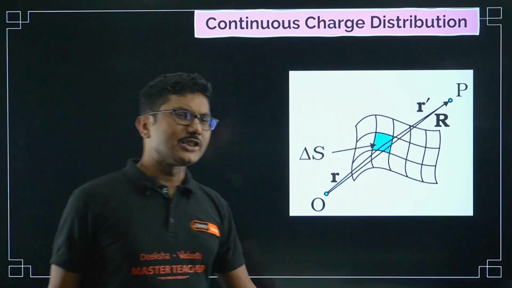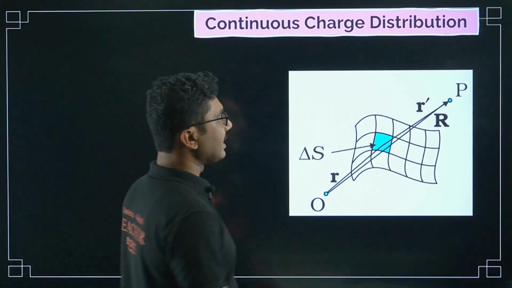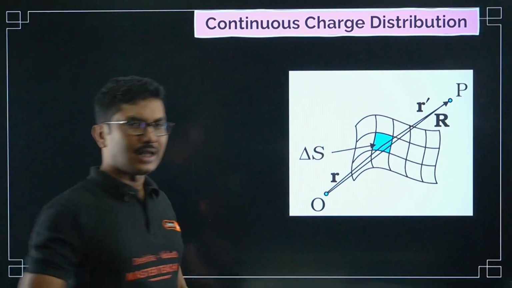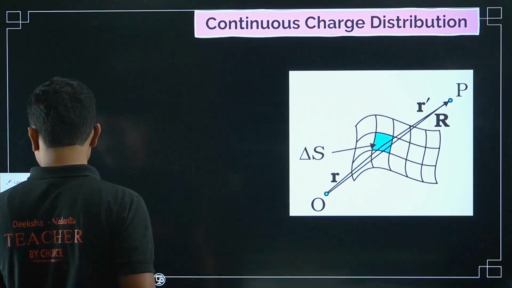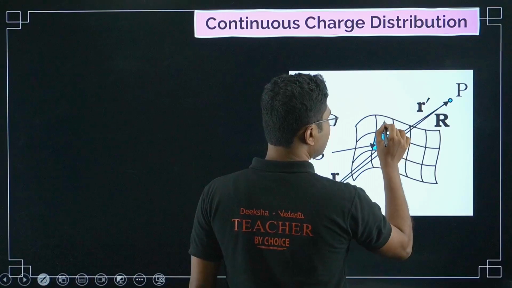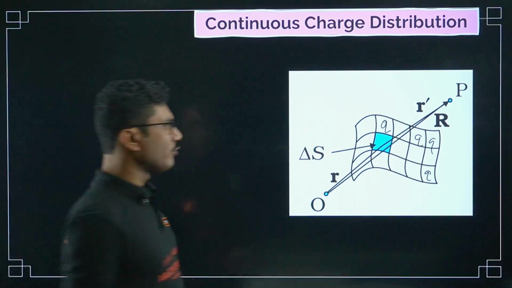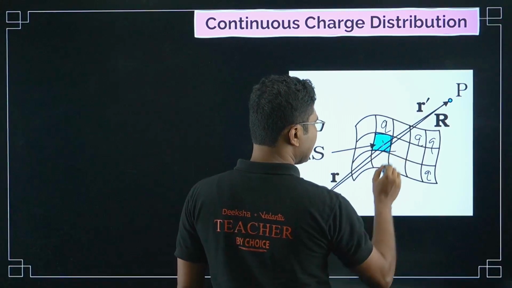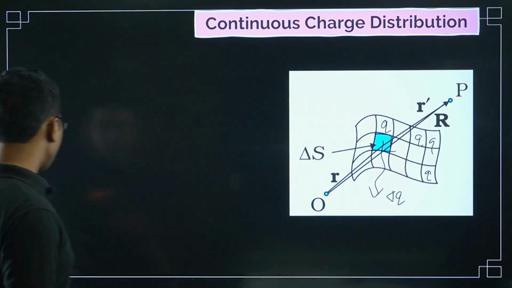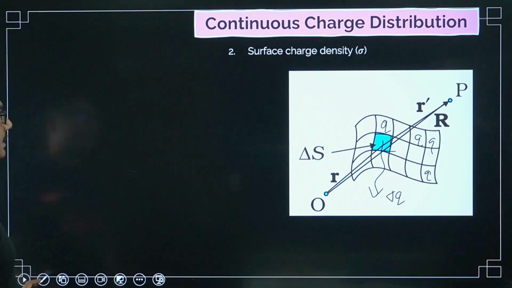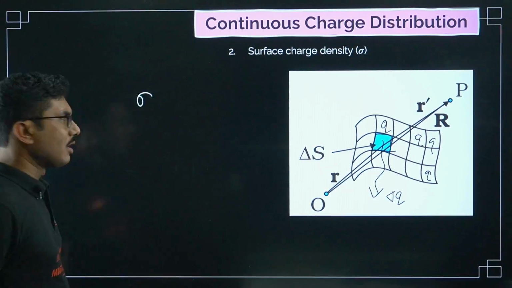Now surface charge distribution is almost similar to line charge distribution. The only thing is that here we have a surface instead of a line, and we have given some charge to this surface. If you take a very small portion from this, say delta S, and this portion has a small charge, say delta Q, then what is the surface charge density? Surface charge density is denoted by the symbol sigma.